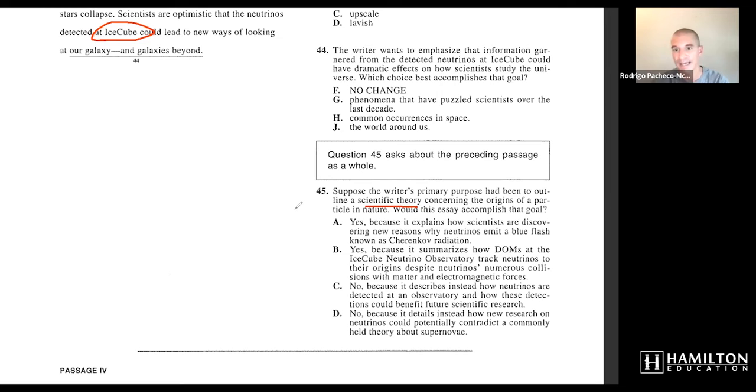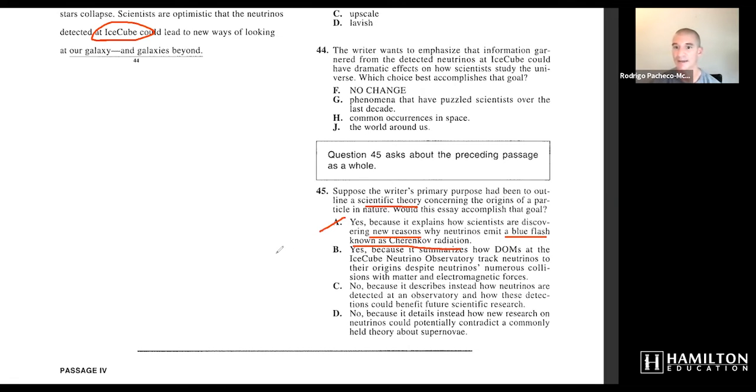A says yes, because it explains how scientists are discovering new reasons why neutrinos emit a blue flash. So this is a little misleading because the passage does mention a blue flash, this blue flash known as the Cherenkov radiation, but this simply is to let us know that a neutrino has been detected. The essay does not go into this explanation, providing new reasons why neutrinos emit this flash. So we can eliminate A.